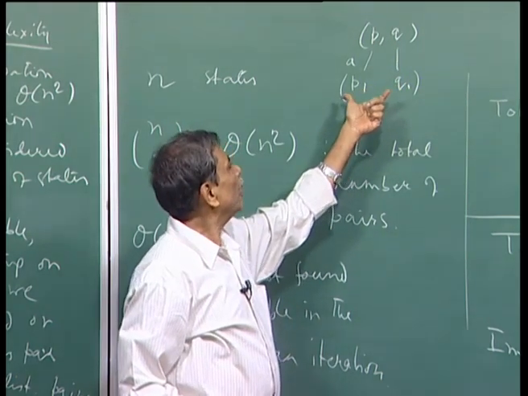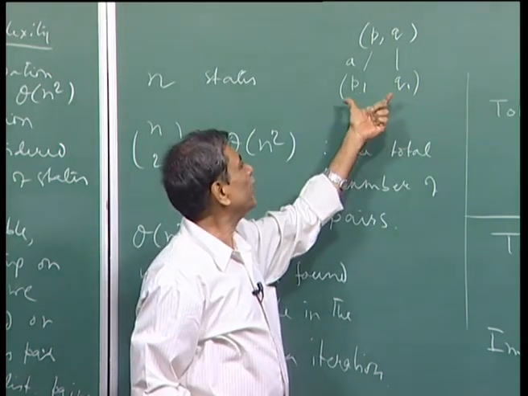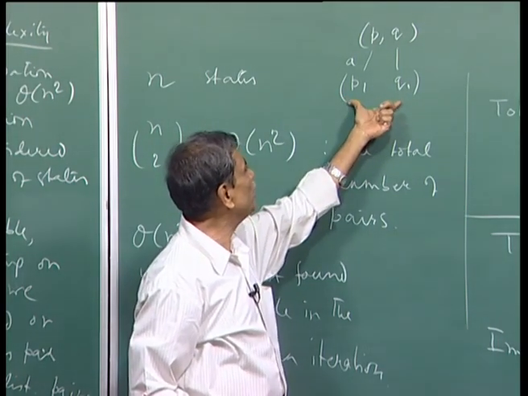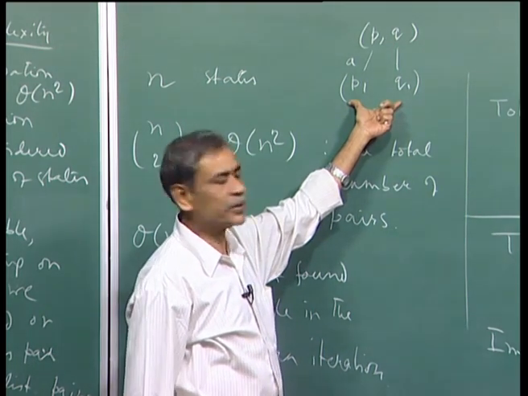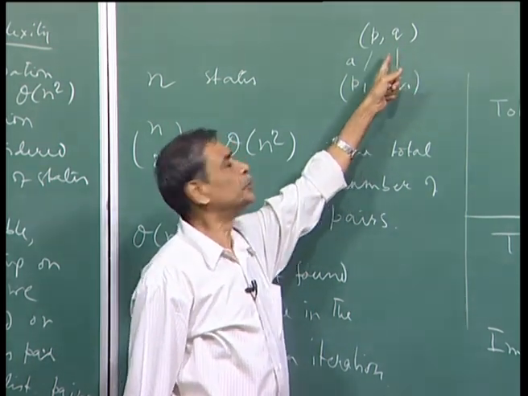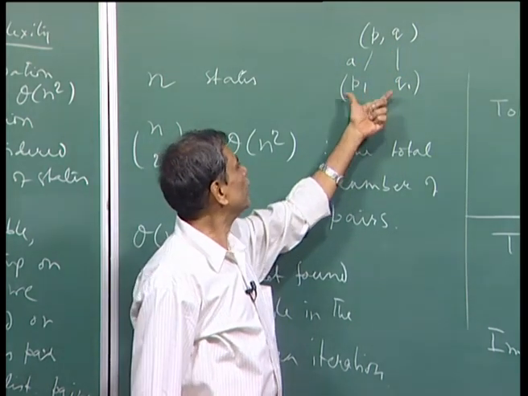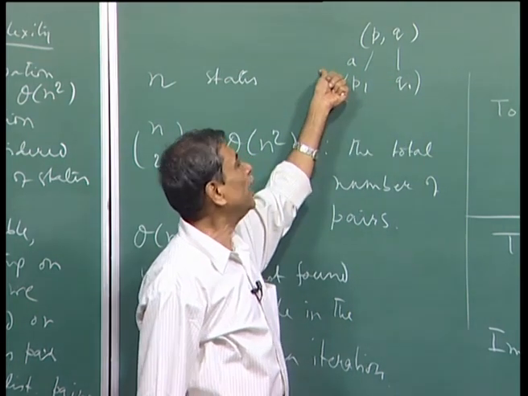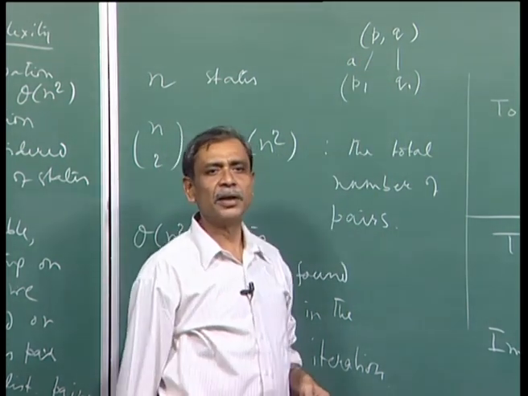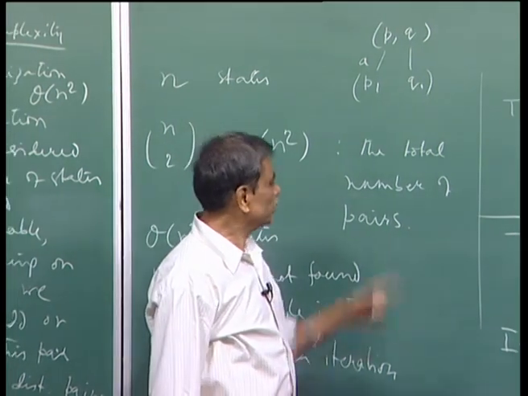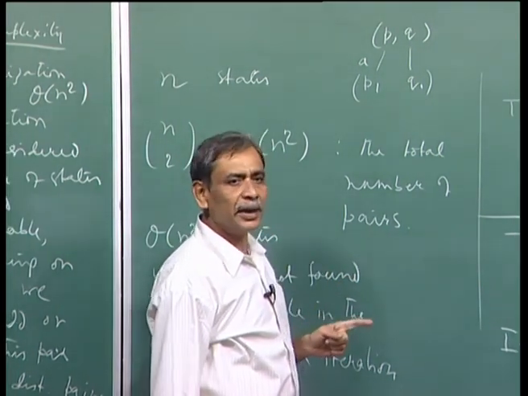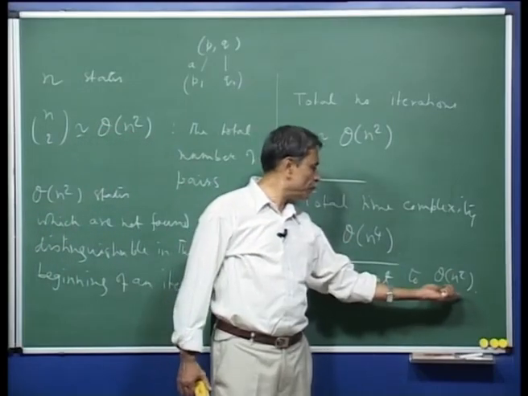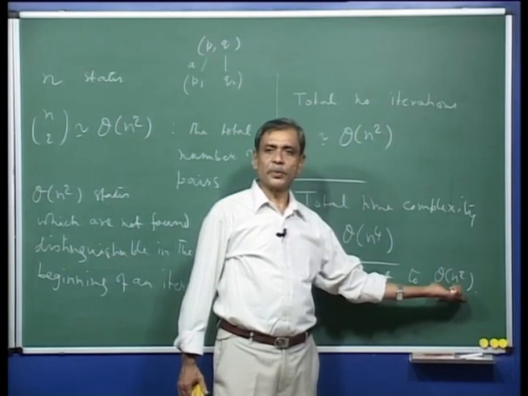But you see, suppose in some clever way we can keep this information, that if ever this pair p1 q1 is found to be distinguishable, then p q also should be marked as distinguishable, is it not? Because whatever string distinguishes p1 q1, if you add an A in front of that string, that would distinguish p and q. So, keeping this idea, one can design an algorithm which will improve the time complexity to order n square.